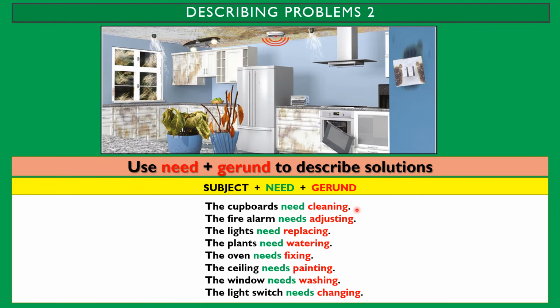When something is not clean, it needs cleaning. When something is not working properly, you can adjust it. When something is not working properly and there is no solution, you can replace it or change it. If the plants are dry, if they need water, you can water the plants. If something is not working properly, but there is a solution, you can call somebody to fix it, to repair it.